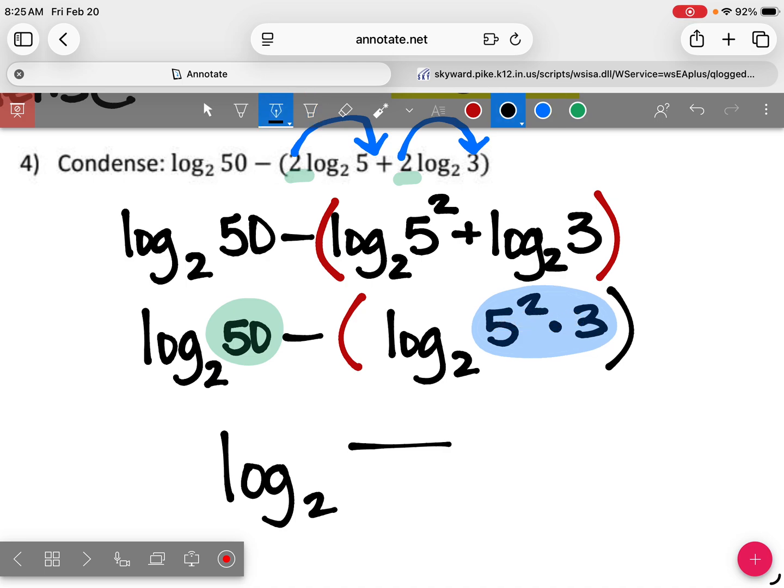So in the top, I have 50. In the bottom, 5 squared times 3. What is it? Oh, yeah, the 3 is squared. Thank you. I'm so glad somebody is paying attention. Yeah, this is a 3 squared. Thank you so much. I appreciate you.